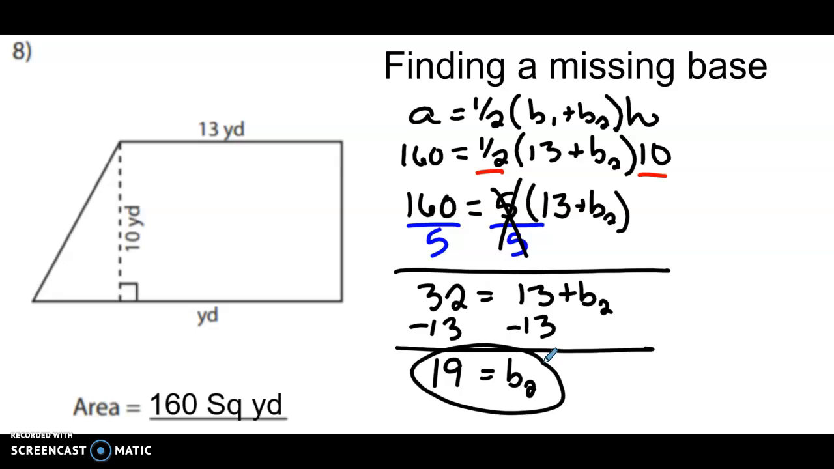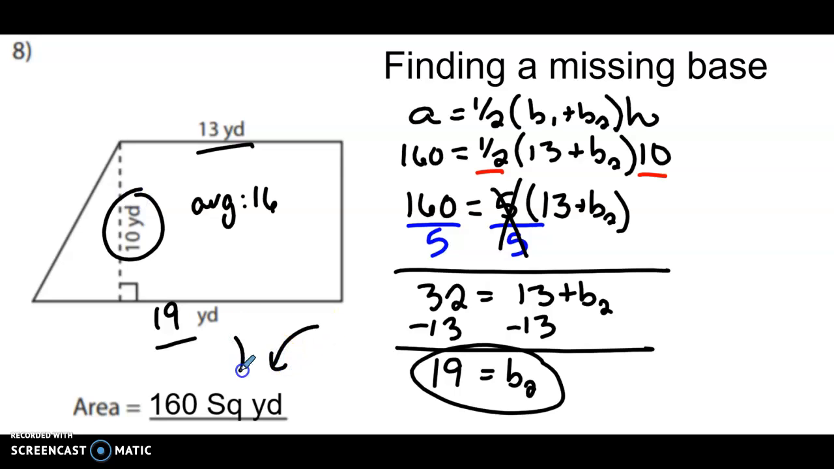And of course, what I can do is if that truly does equal 19, then the average of 19 and 13, we would add them together, get 32, divided by 2, we'd get 16. So the average is 16. The average bases times the height, 16 times 10 is 160, and that's exactly what we're looking for. So we found the correct answer of the missing base is 19.